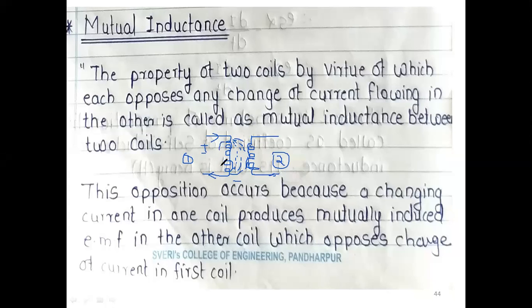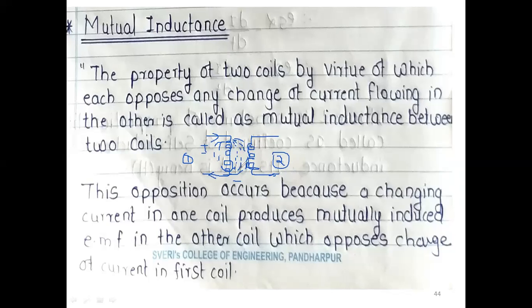Because of the movement of the flux lines, the surrounding area is also affected. In this coil we have not given any supply. Here the conductors are there, the coil is there. Because of current flowing in the first coil, the flux will be produced. That flux is linked with the second coil. The first coil flux is linked with the second coil.